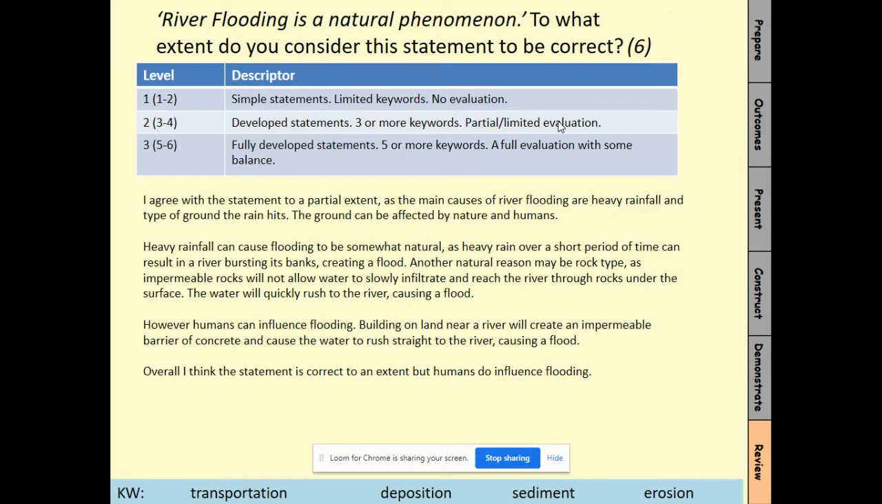Now, when we get to the next answer, have a little look through, pause it, and think about what's different. Try and think about comparing the two answers you've seen now. So just pause it now.